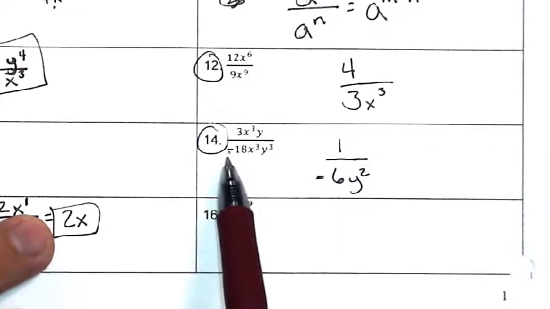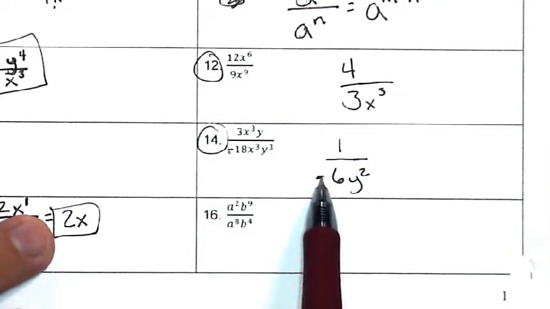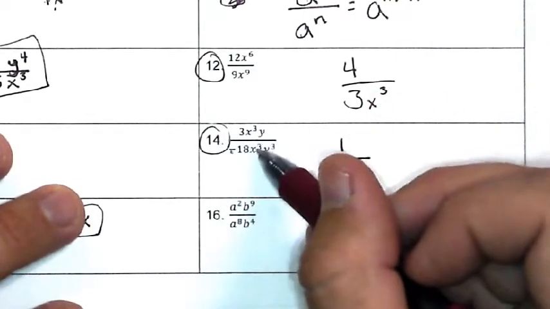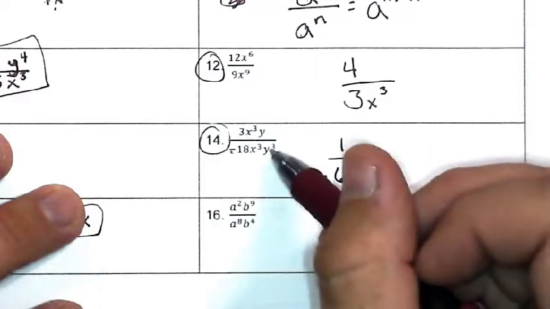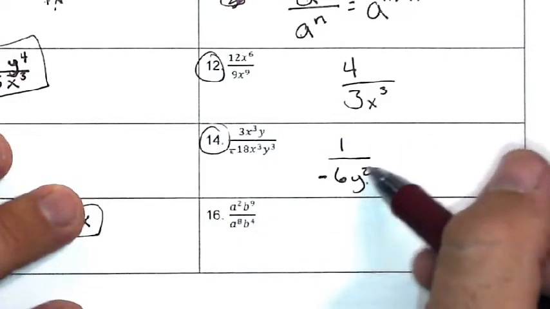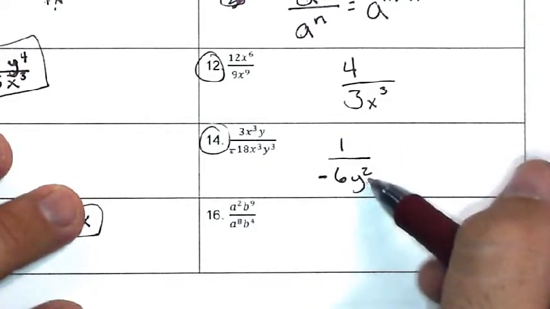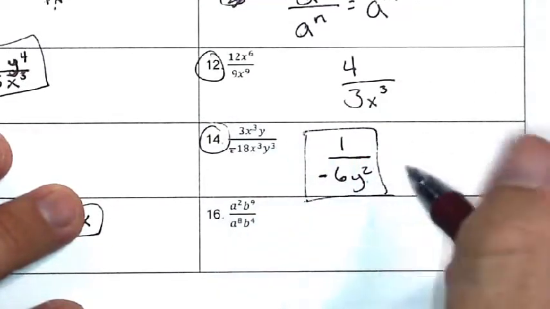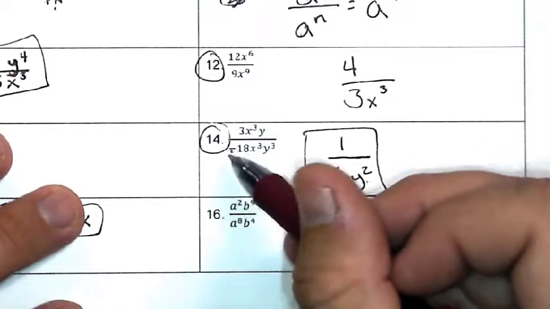Now, the x's cancel out because 3 minus 3 is 0, and then I have more y's on the bottom, so I put the y at the bottom in the denominator, and then the difference between 3 minus 1 is 2. Do not forget the negative when you reduce. You're reducing by a positive 3, so negative 18 divided by a positive 3 is a negative 6.